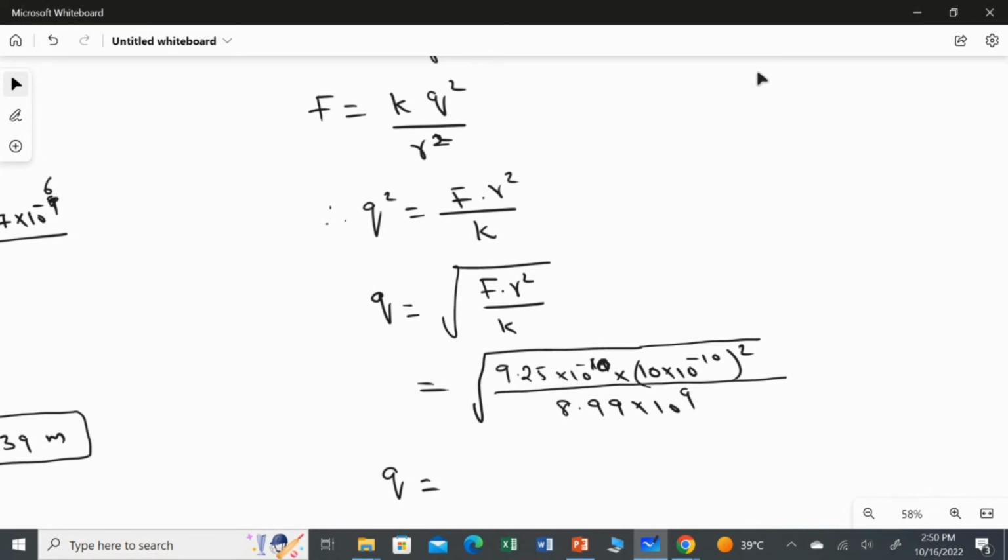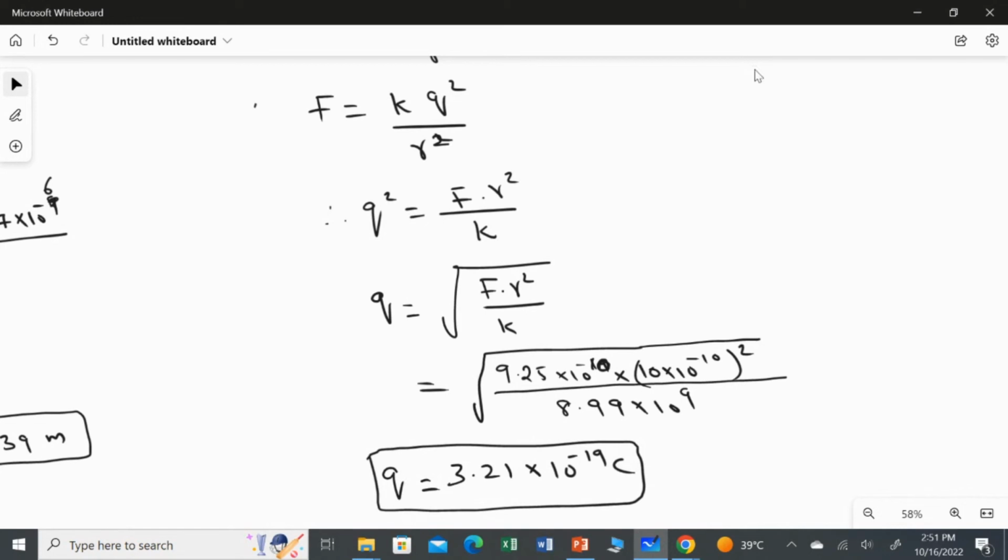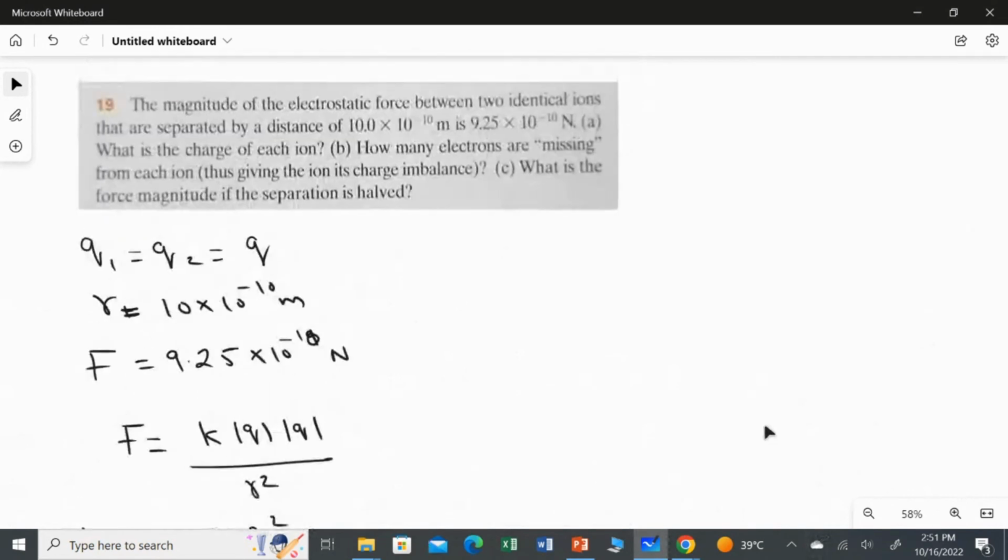I got the answer as 3.207. So I will round the value as 3.21 multiplied by 10 to the power of minus 19 Coulomb. So this is the answer for the first part. Clear? Okay. Now we have to see the second part.